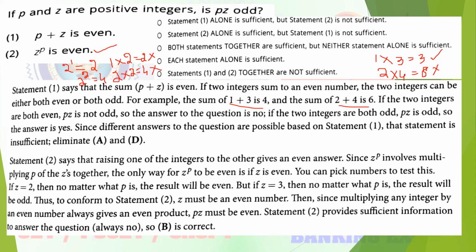But for the first statement, one is yes and one is no. So which statement alone can answer the question? From the second statement you can answer the question, since both answers are no. Likewise, you should use the trial and error method, and then you can easily find the answer. So the answer is B: statement 2 alone is sufficient to answer the question.